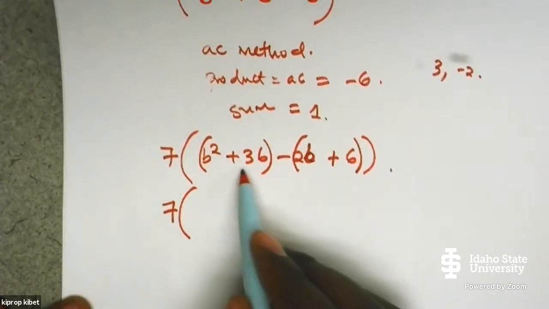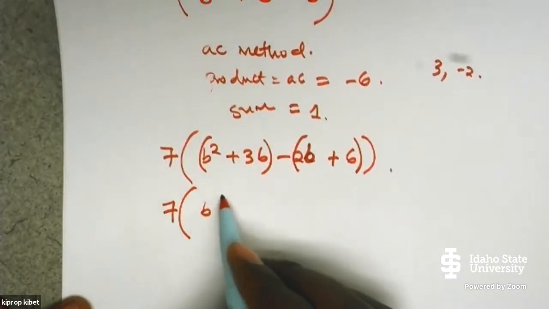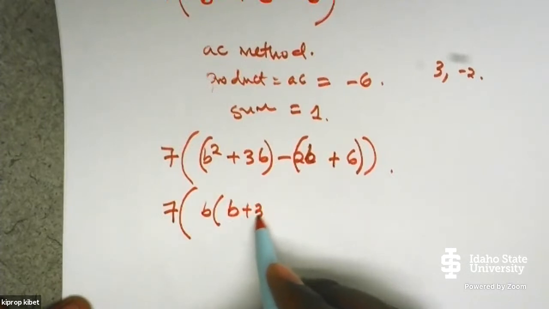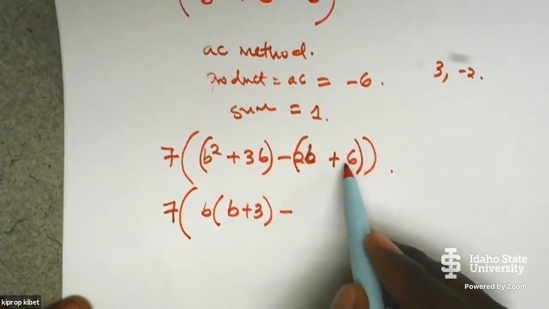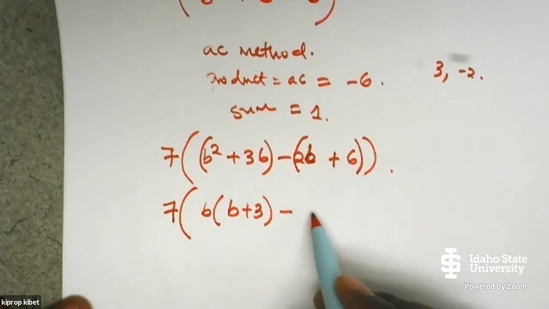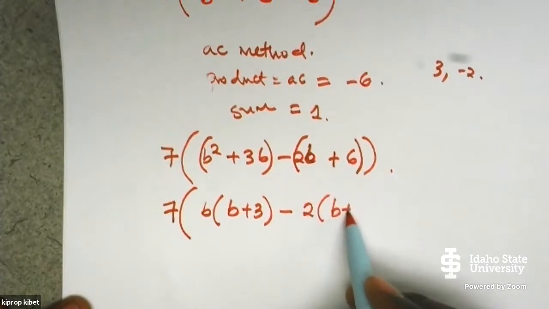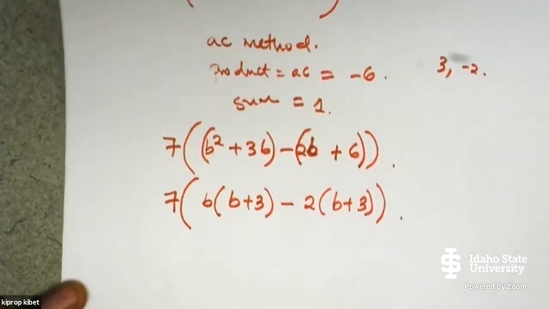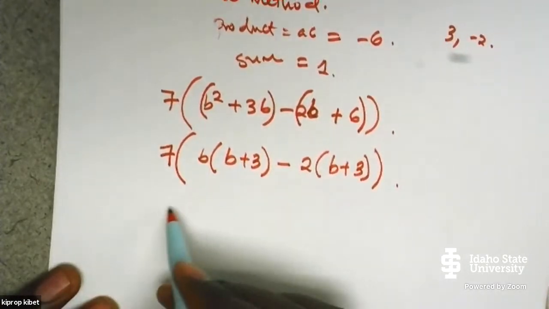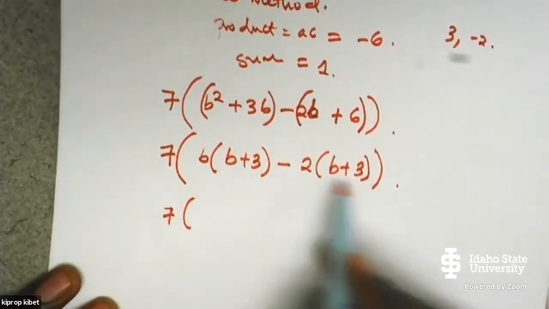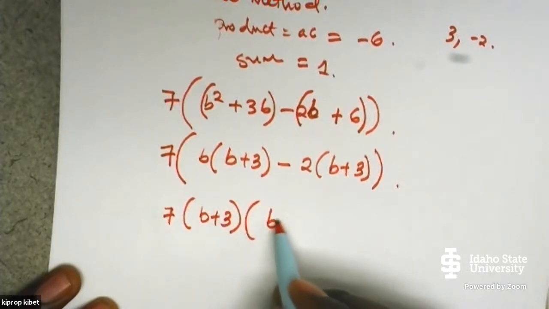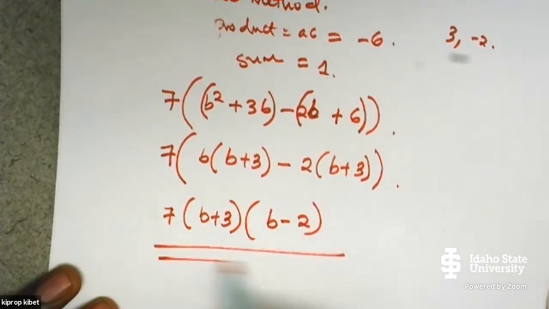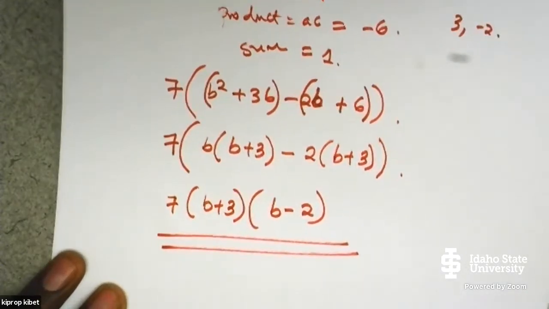What are we going to factor here? B. So B plus what? 3. Minus, what are we going to factor here? 2. B plus 3. B plus 3. So again, 7 remains. What is common here? B plus what? What remains is B minus 2. And that is the factor.